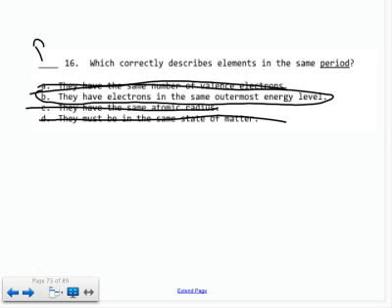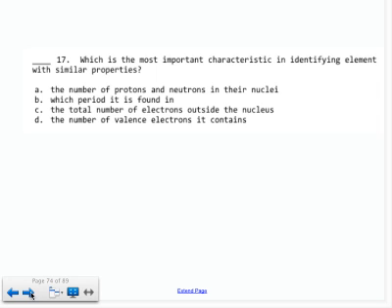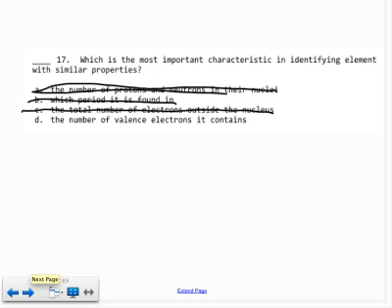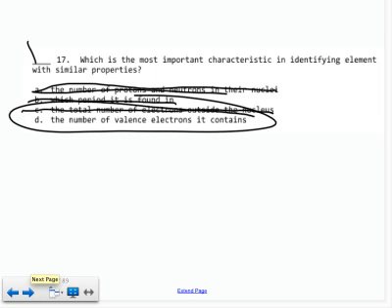So, answer B. 17. What is the most important characteristic in identifying elements with similar properties? Number of protons? No. The period that it's found in? No. Total number of electrons is not what defines the properties. The number of valence electrons, answer D, is the characteristic that defines properties of an element.